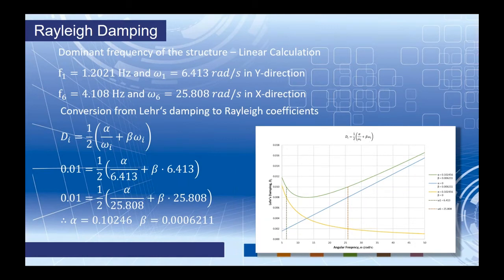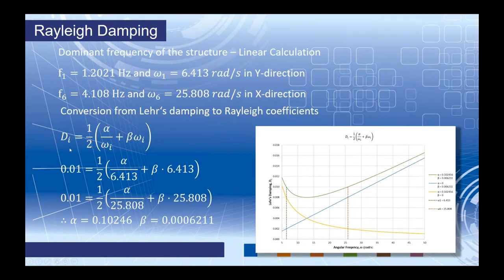The first thing that we want to do is consider the dominant frequencies of the structure according to a linear natural vibration analysis. And as we recall, that is mode shape 1 and mode shape 6. So we can see here the frequencies considered in the global Y and X directions for these two dominant mode shapes. And to convert from Lehr's damping to Rayleigh coefficients, it's just a simple equation.